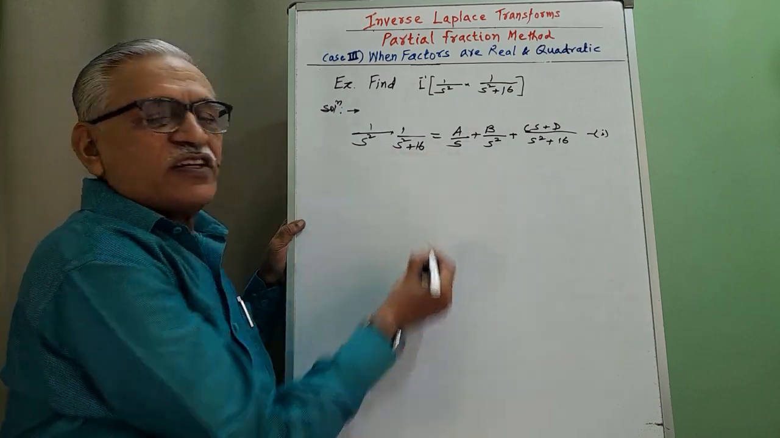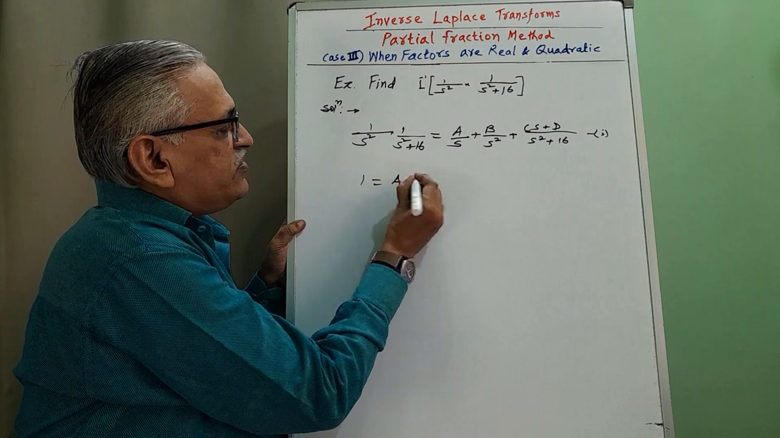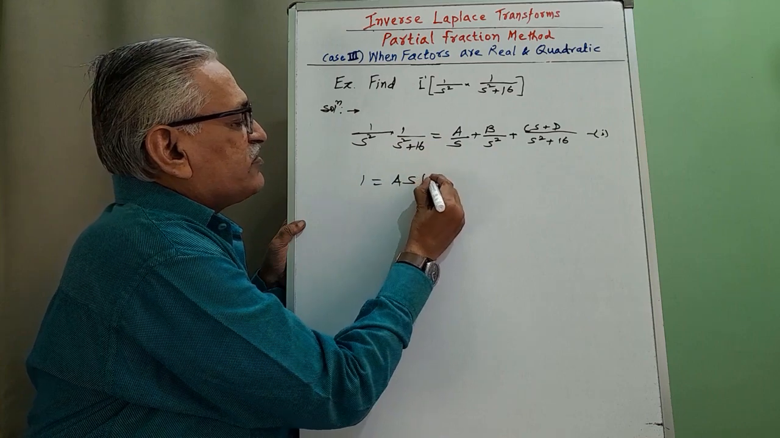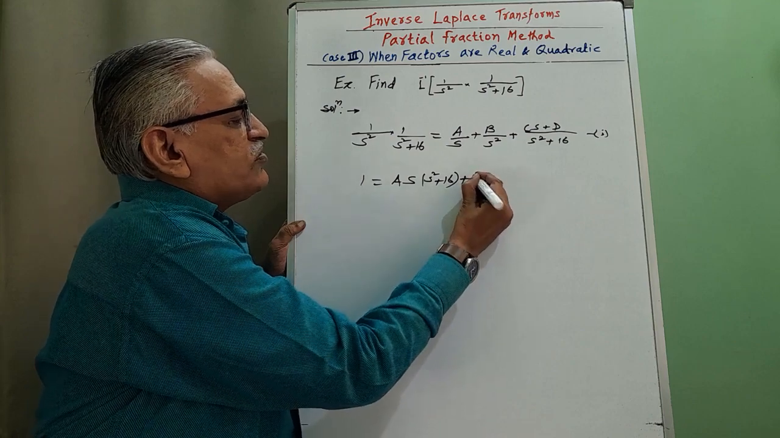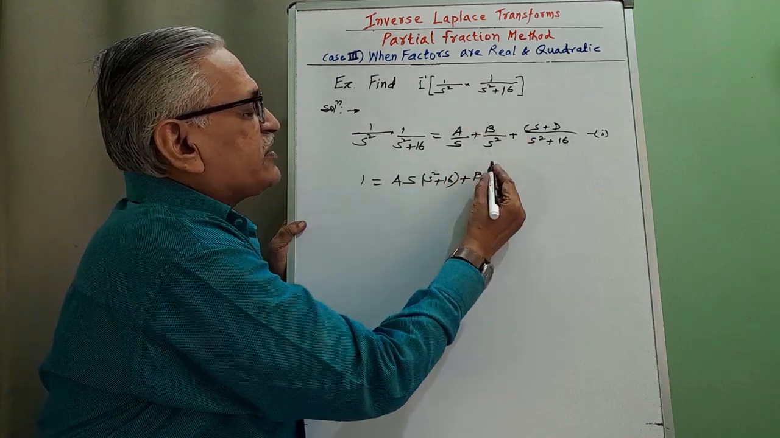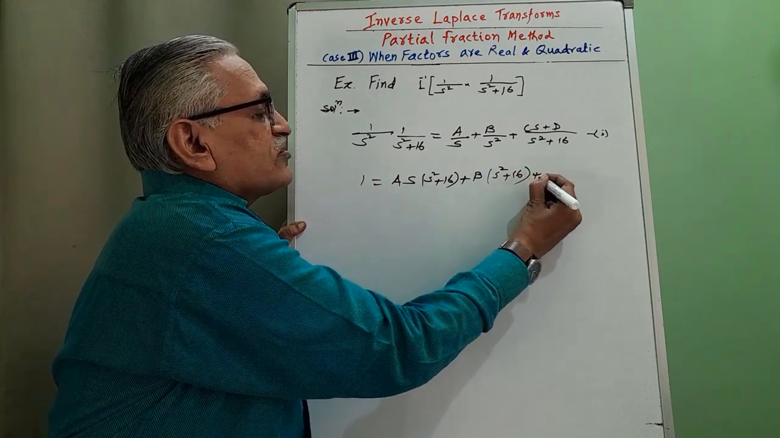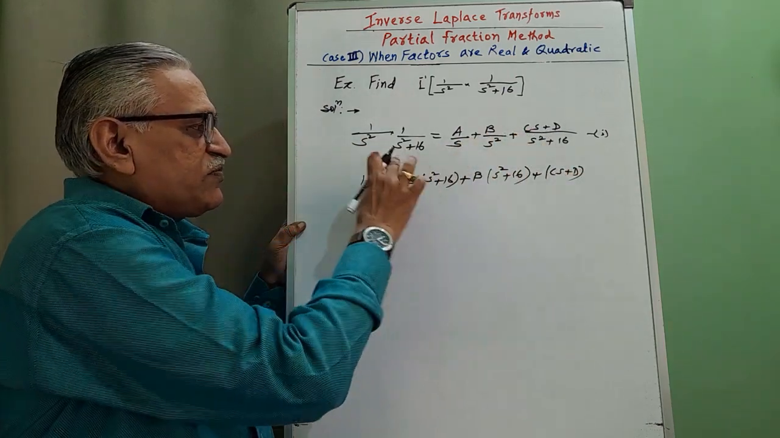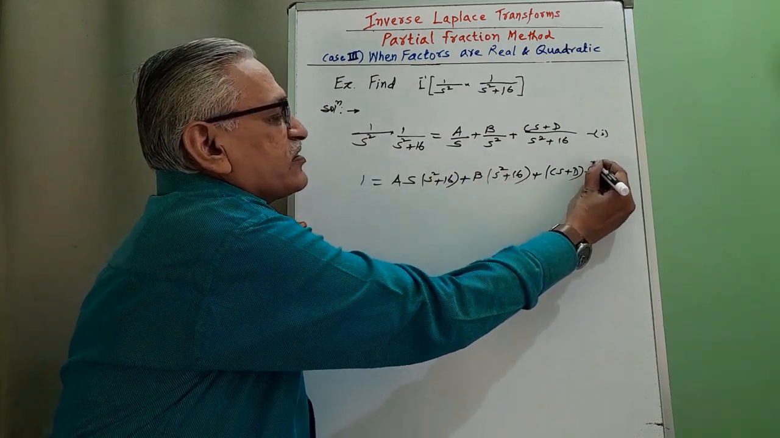Then the LCM is s square into s square plus 16. Dividing by s, we get 1 is equal to A into s, dividing s into this s square plus 16. B into s square gets cancelled, remaining is s square plus 16. Therefore, B into that term s square plus 16, and Cs plus D, dividing by s square plus 16, s square plus 16 gets cancelled, remaining is s square. Therefore, multiply by that s square.